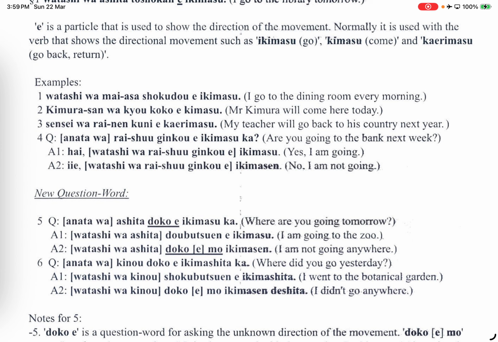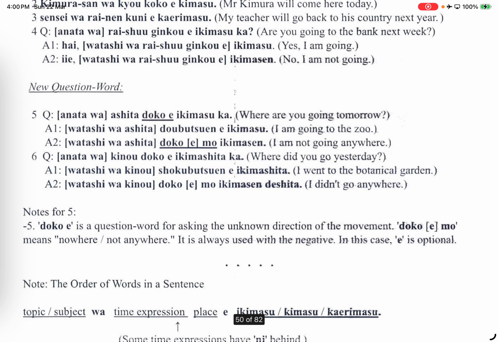Okay, number 4. 来週銀行へ行きますか? So next week to bank go, right? So next week go to bank question mark. So it is a question. はい、行きます。いいえ、行きません。Okay. Number 5. 明日どこへ行きますか? So since we are going somewhere means our question word has to be related to where.